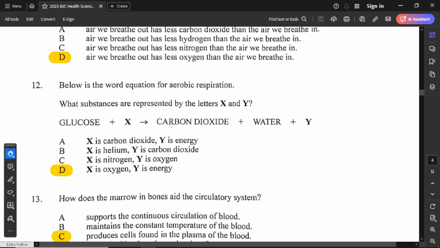For question number 12, it said below is the word equation for aerobic respiration. What substances are represented by letters X and Y? This again is aerobic, so X has to be oxygen: glucose plus oxygen gives carbon dioxide plus water and energy. So Y must be energy, and therefore D is correct.